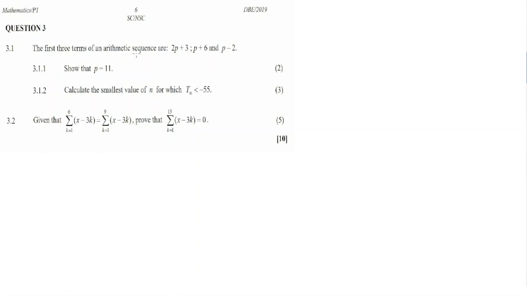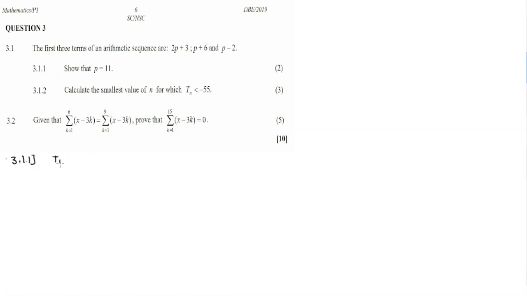first three terms of an arithmetic sequence where the first term is 2p plus 3, the second term is p plus 6, and the third term is p minus 2. So we need to show ukuthi p is equal to 11. Now into soyenza la, we need to set up an equation. Sizodinga ukuset up an equation ezosivumela ukuthi sikwazi ucalculate p.